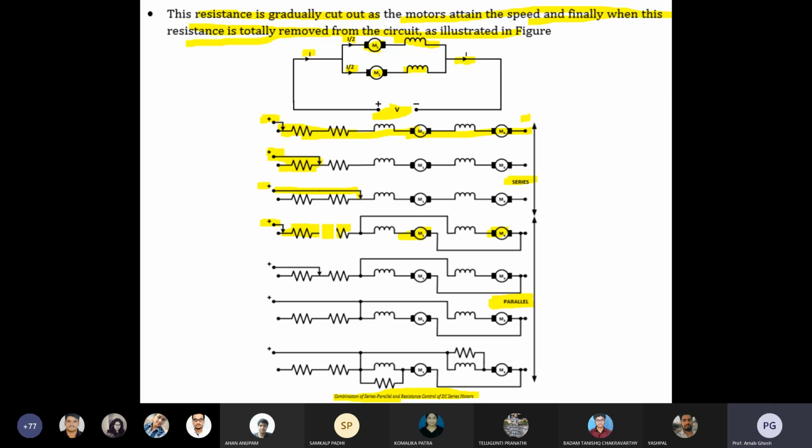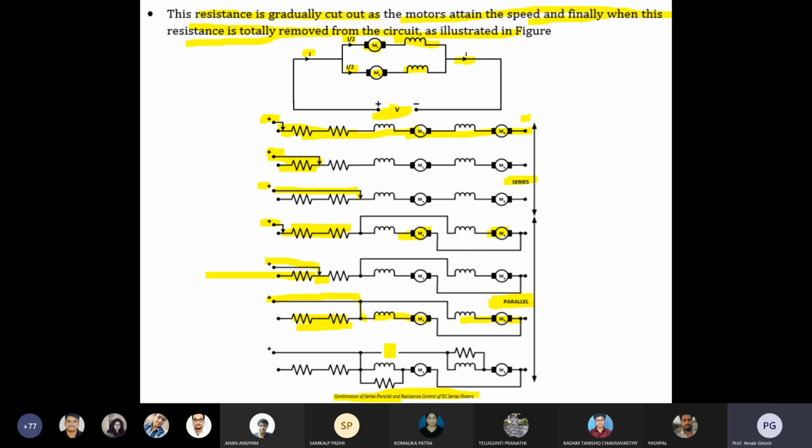So first two resistors are considered. Now you are considering only one resistance, the first one you have not considered. This is removed. Now what you are doing? Then both the resistances are removed, and you are directly connecting the motor terminals at both ends. So this is one path, this is another path. Both the motor terminals have been connected.